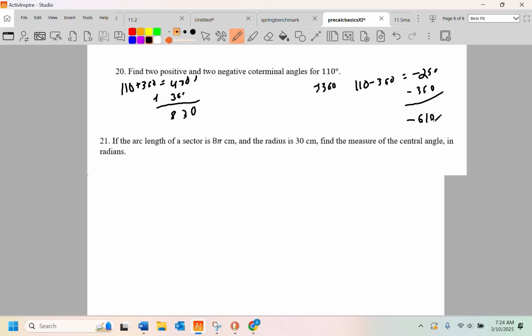All right, 21. If the arc length of a sector is 8 pi centimeters and the radius is 30 centimeters, find the measure of the central angle in radians. So I have this little formula that I can fall back on. It's S equals R theta. Only about half of you know it based on the quizzes.